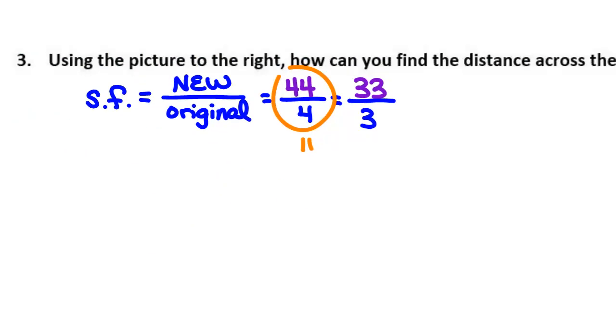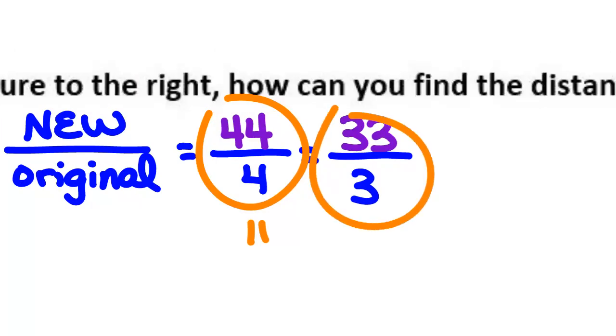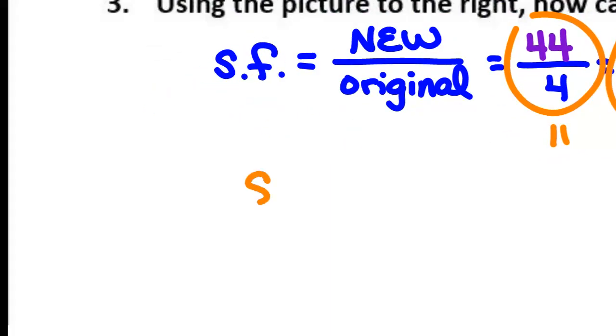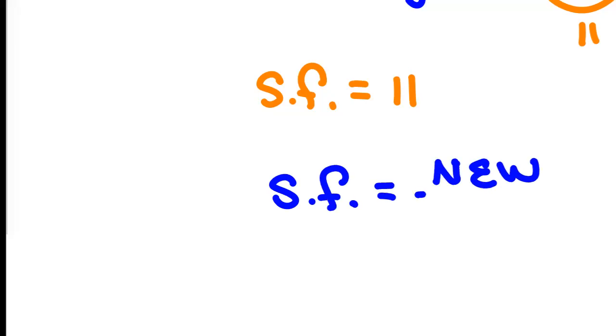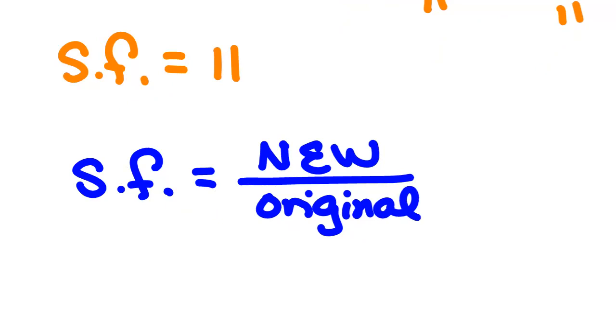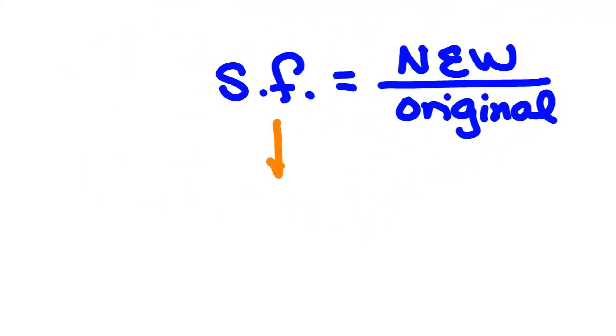Is that equal to what we got before? Yeah. So my scale factor is 11. Still haven't found how big it is across the lake. All right, scale factor is equal to new over original. And we said the original triangle is our little triangle. I know now that the scale factor is 11, so in the place of scale factor, I can replace that with the number 11. And I'm going to look at that third side.